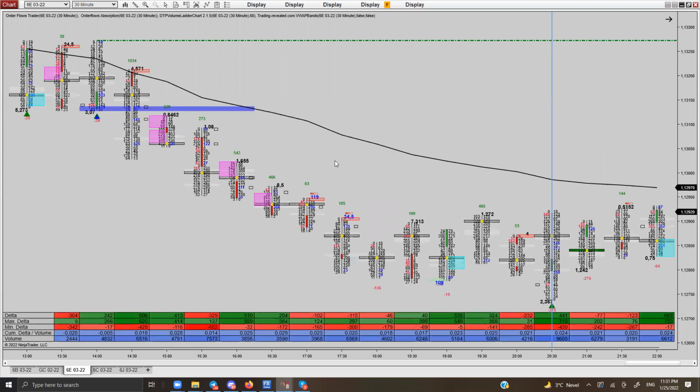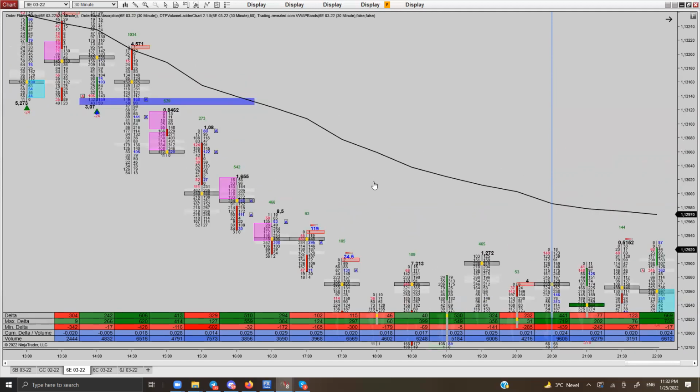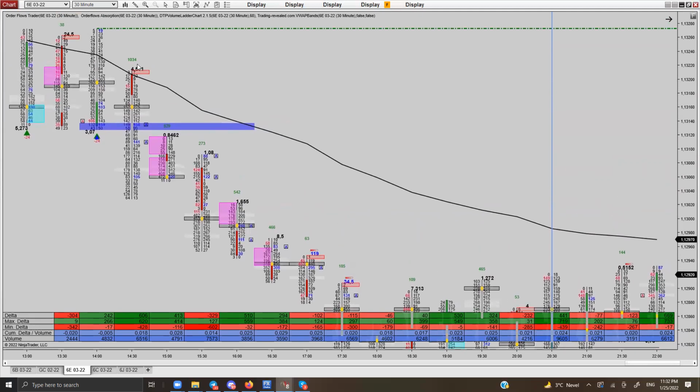Okay. Next, in the new software, you'll be seeing this flow sequencing. Is it possible that for this setup at the London opening, I saw a nice stopping volume, and it got rejected by this VWAP? Also this setup has got a single print. If I zoom in a little bit, you'll see that this setup has also got an order flow setup.